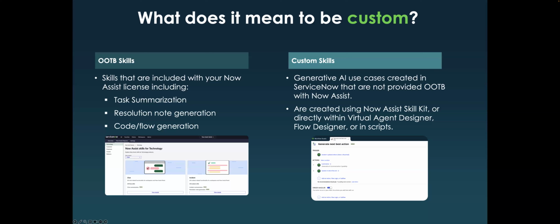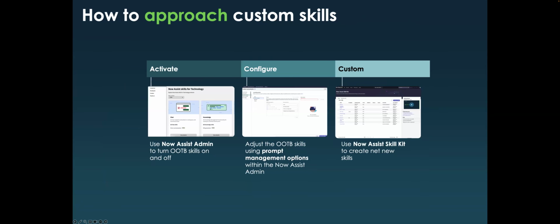So what does that actually mean, custom? Well, we've got all these out-of-the-box capabilities for various workflows from ITSM, HR, etc. But the custom skill is moving into that area of generative AI use cases that are not provided out of the box. And you can create them using something we call the Now Assist Skill Kit, and then within flows and scripts that go on from there.